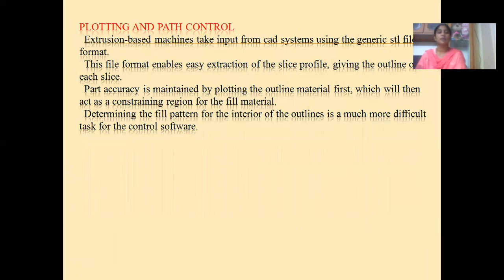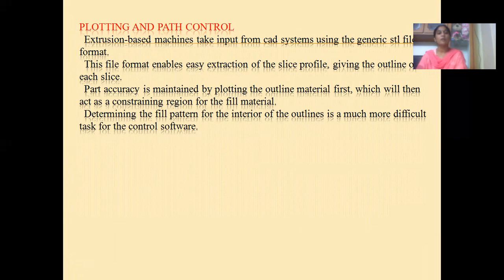fill material. Determining the fill pattern for the interior of the outlines is a much more difficult task for the control software. And also the extrusion process can be based on the CAD systems, which can be taken from the STL file, the generic STL file format.